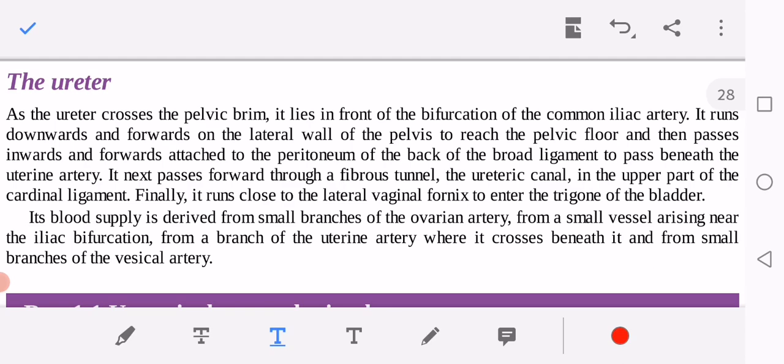Okay, again I am repeating it: when the ureter crosses the pelvic brim, it lies in front of the bifurcation of the common iliac artery. But when we talk about the uterine artery, it is under the uterine artery. It is under the uterine artery, but when it crosses at the brim, it is above the bifurcation of the common iliac artery. Okay.